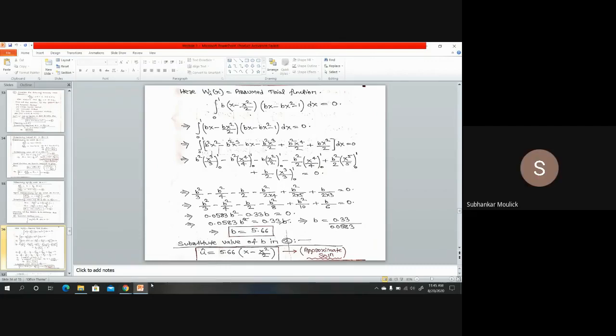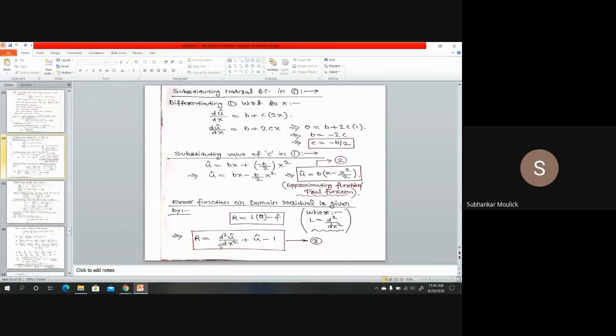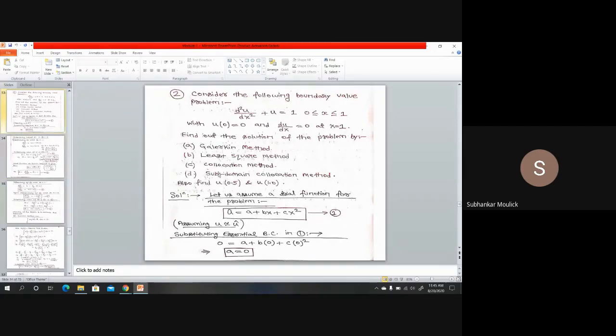Okay. So this is the final resulting solution which we got from the Galerkin method. But we also need to find out the value of u of 0.5 and u of 1.0. That means what will be the approximated solution of this given differential equation when x is 0.5. u of 0.5 means the value of u when x is 0.5, and u of 1 is the value of u when x is 1.